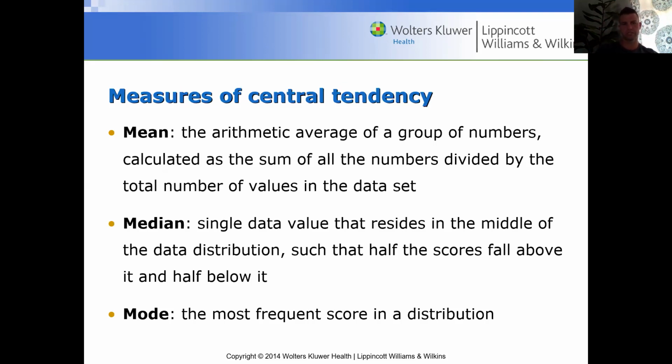Measures of central tendency: the mean. So when you're looking at your grades, what are your average grades, things like that. Median: the single data value that resides right in the middle of the data distribution, such that half the scores fall above and half the scores are below. So it's the middle number. And then the mode is the most frequent score in a distribution.